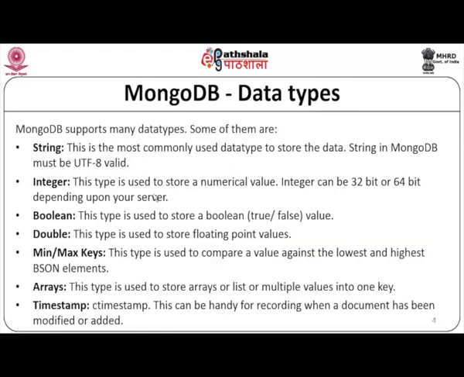First, let us start with the various data types that are supported by MongoDB. MongoDB actually supports many data types, a few of them are discussed here, and you may find the majority of these data types are also supported by many of the other relational database environments. Let us start with the first data type, string. String is the most commonly used data type to store data. String in MongoDB must be UTF-8 valid.